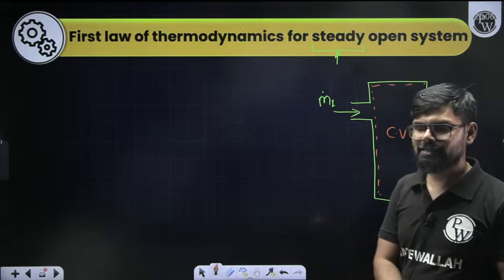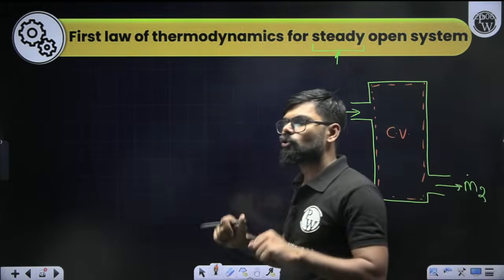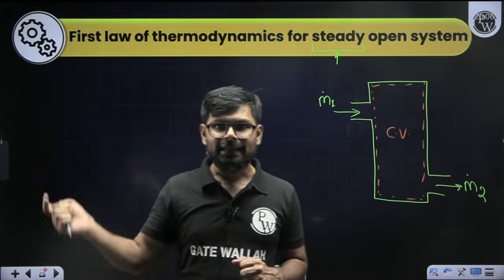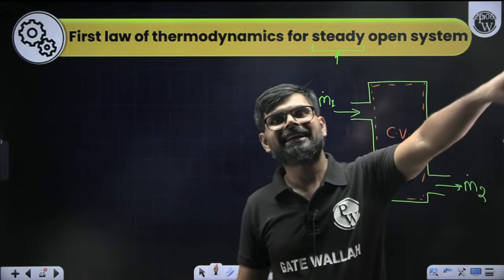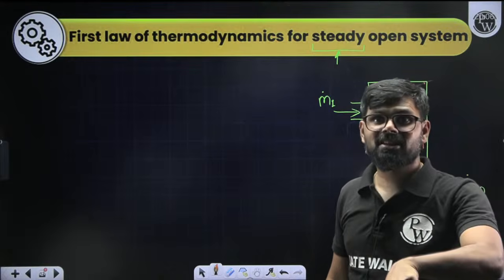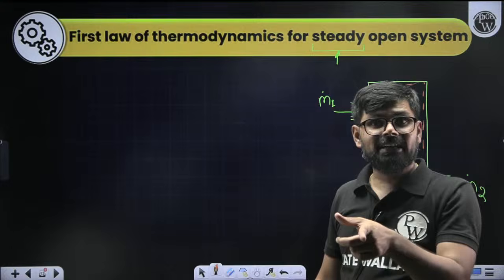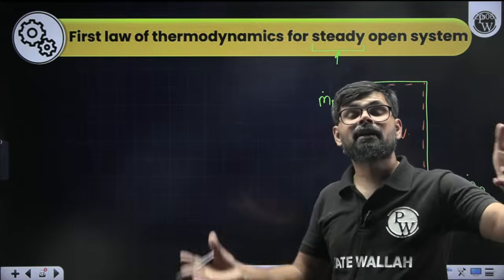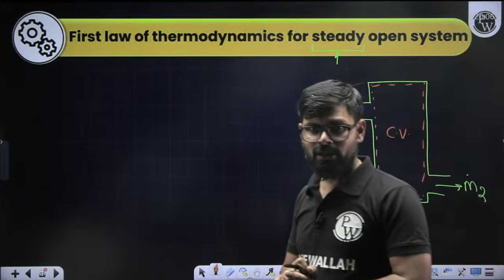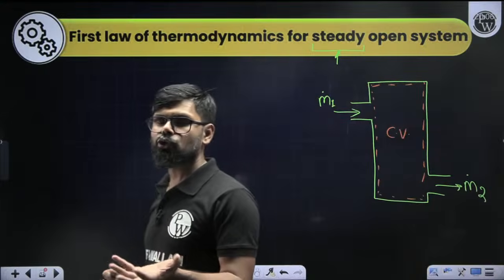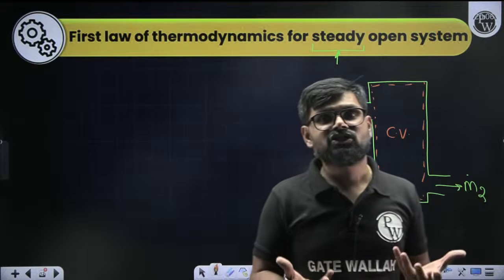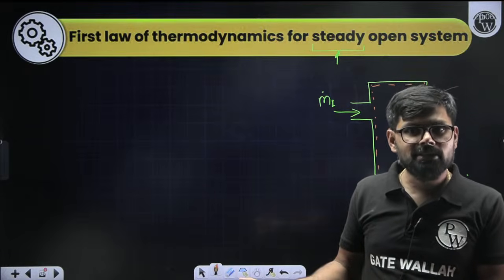Let me give you one example. Suppose this room is your open system, and 10 kg per second mass is entering and 8 kg per second mass is leaving. That means 2 kg per second mass is accumulating within the system, so the mass of the control volume is continuously increasing. And if mass is changing, then it is not a steady system.